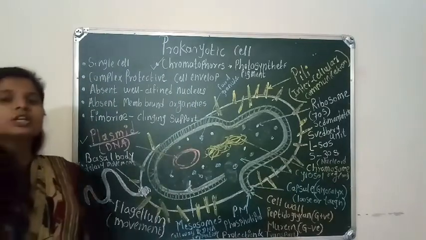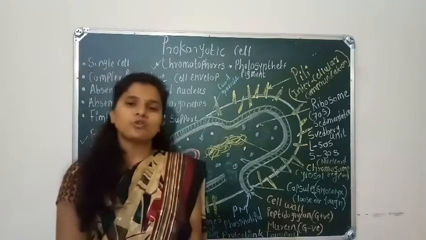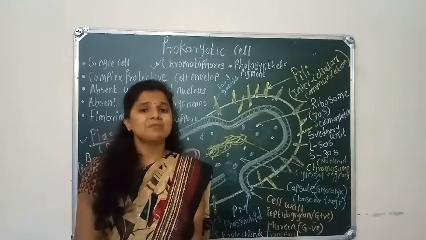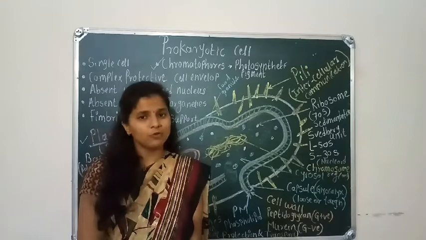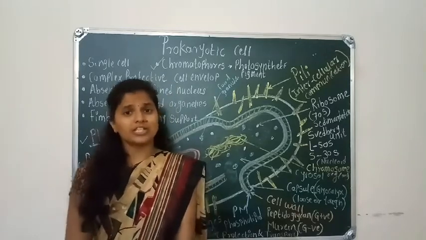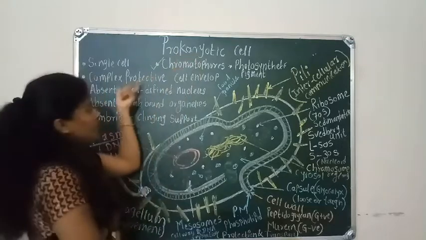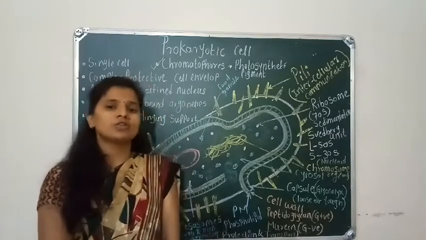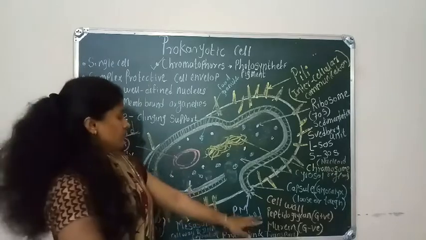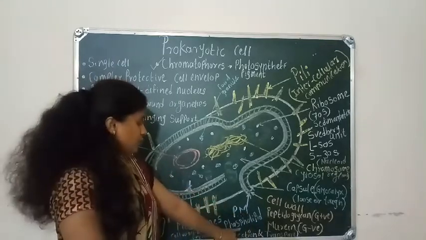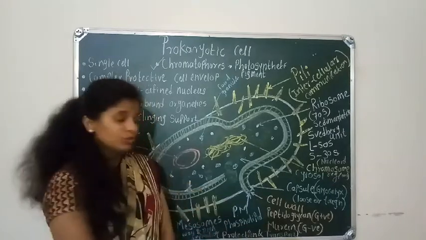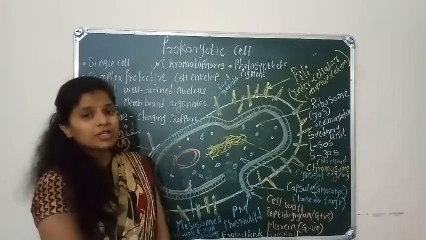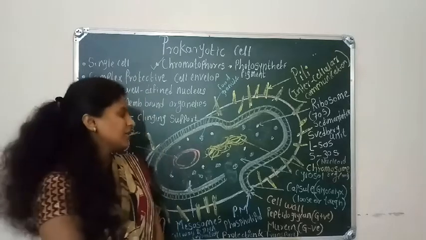So this is about the prokaryotic cell. Firstly, prokaryotic cell is a single cell. Pro means primitive and karyon means nucleus. The cell possesses primitive nucleus are called prokaryotic cell. The prokaryotic cell has a complex protective cell envelope which is made up of three layers: inner, outer and middle. Inner is known as plasma membrane, which is made up of phospholipid. Middle is known as cell wall, which is made up of either peptidoglycan or murein. Then outer membrane is known as capsule, which is made up of glycocalyx.